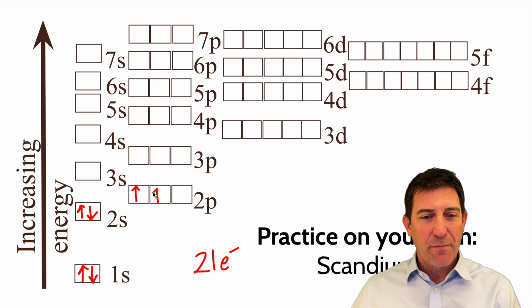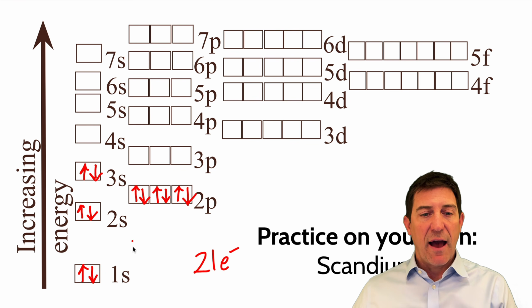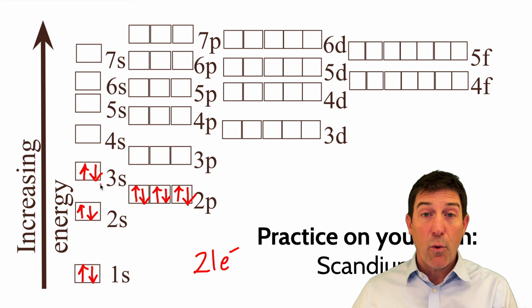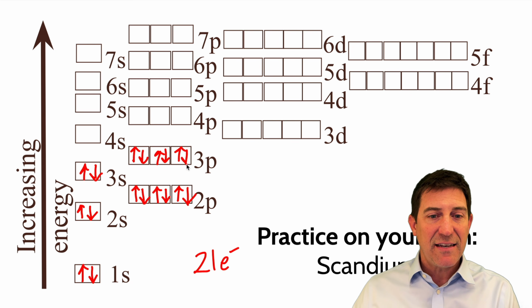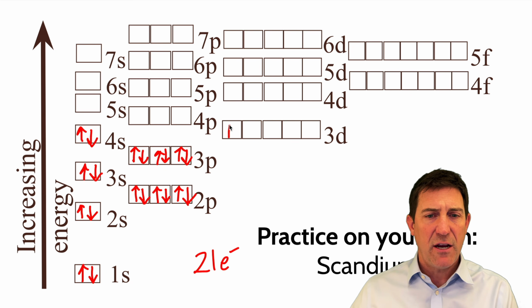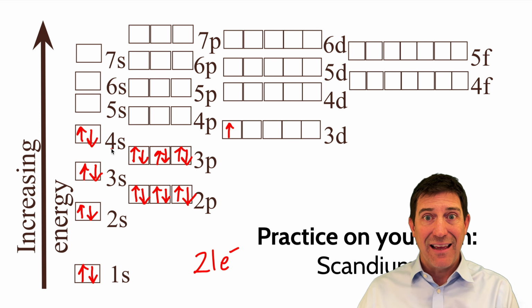We keep throwing them. We're going to start to fill up the 2p, but they're not going to pair up until they have to. And then the next ones we throw are going to live here. I've used 2, 4, 6, 8, 10, 12, trying to get to 21, 13, 14, 15, 16, 17, 18, 19, 20. Oh, now we have to be careful. Where's the next one going to go? It's not going to go up here into the 4p. It's going to go here. So look what happened. This 3d energy level filled up after the 4s did.